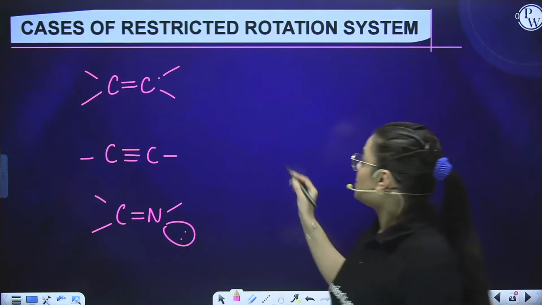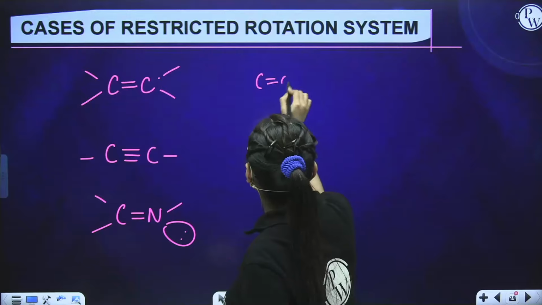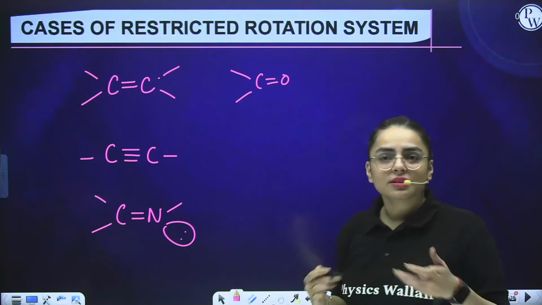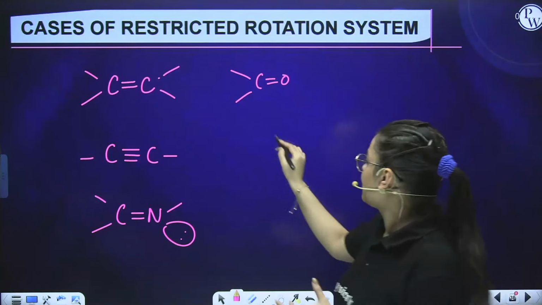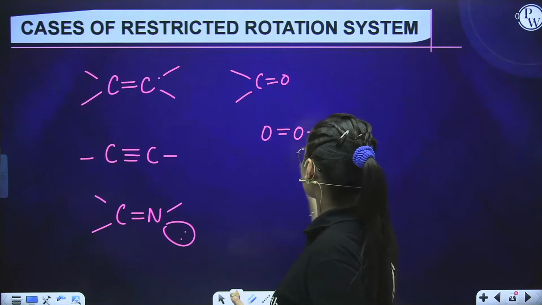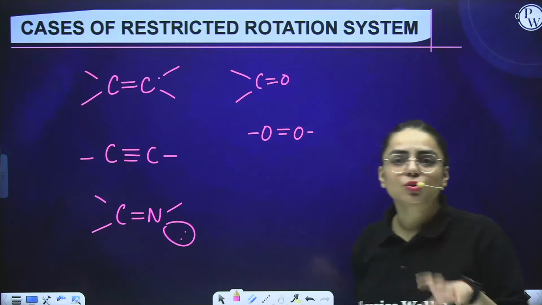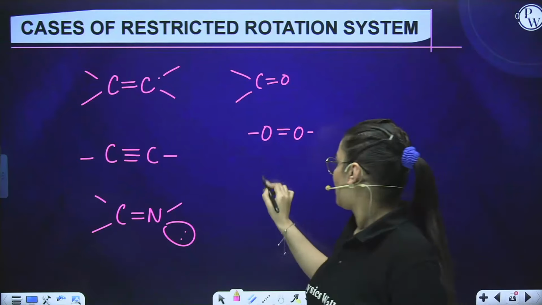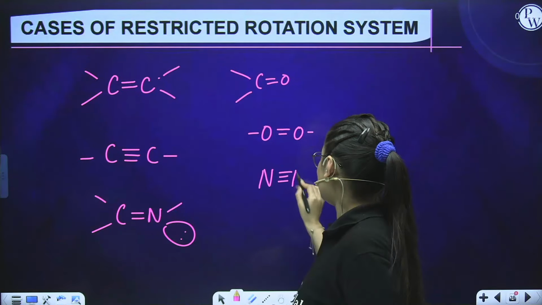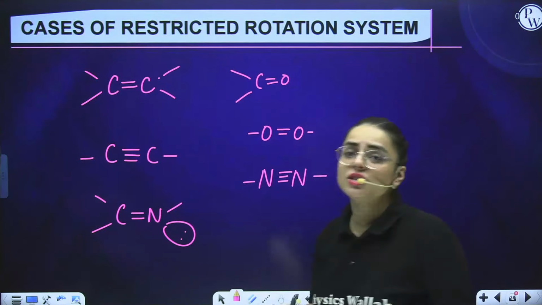Another one is carbon-oxygen double bond. Okay. Other than this, oxygen-oxygen double bond, then I would say nitrogen-nitrogen triple bond. These are the cases, students, where rotation is restricted.